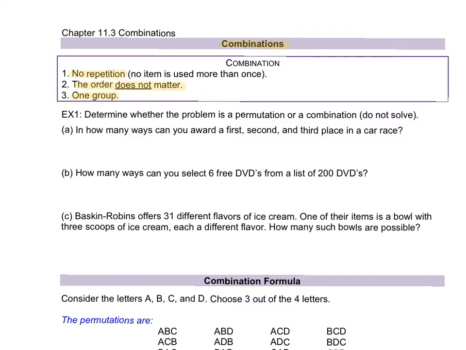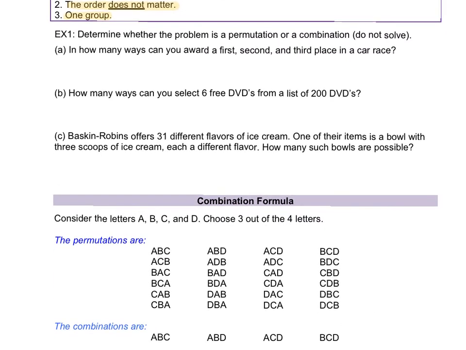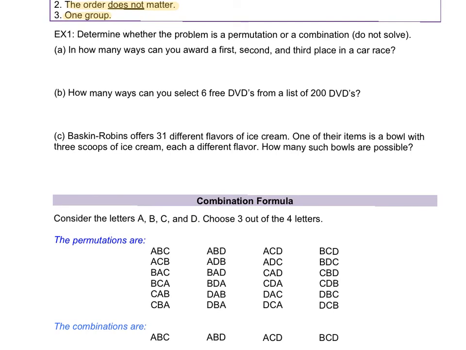In example 1, we're going to look at 3 problems, and we're going to determine whether they're permutations or combinations. We're not going to solve them. So that should be the first step when you read through the problems: you should be able to tell whether the problem you're looking at is a permutation or a combination.